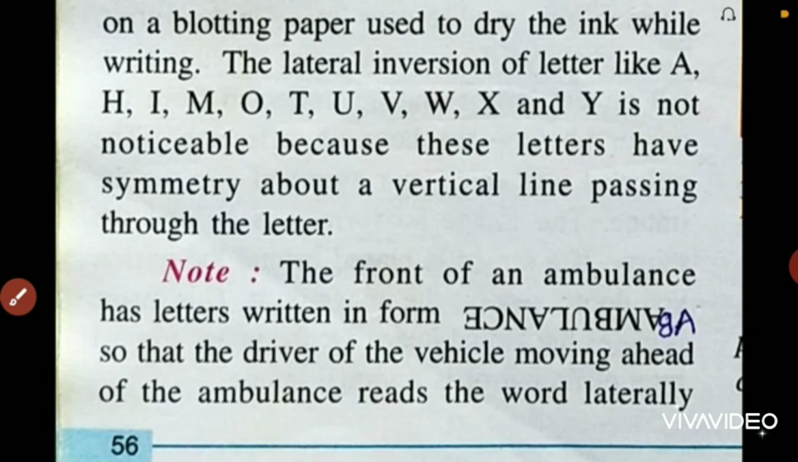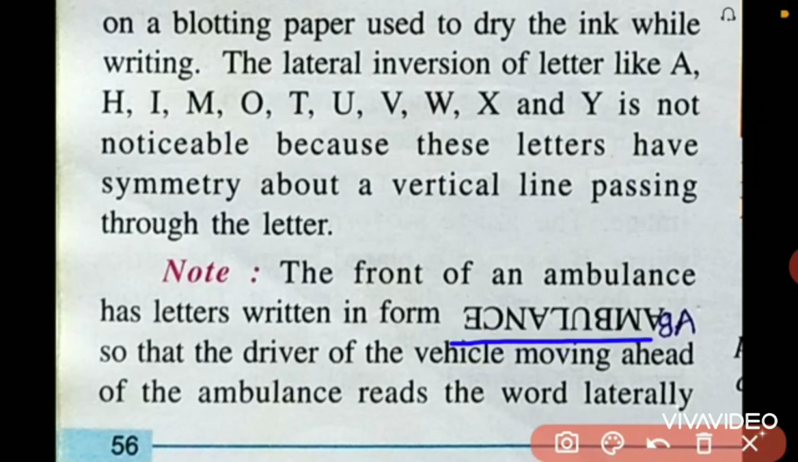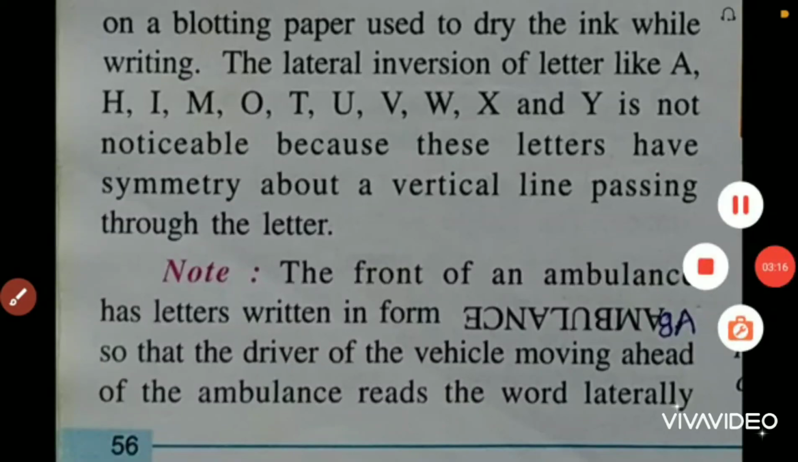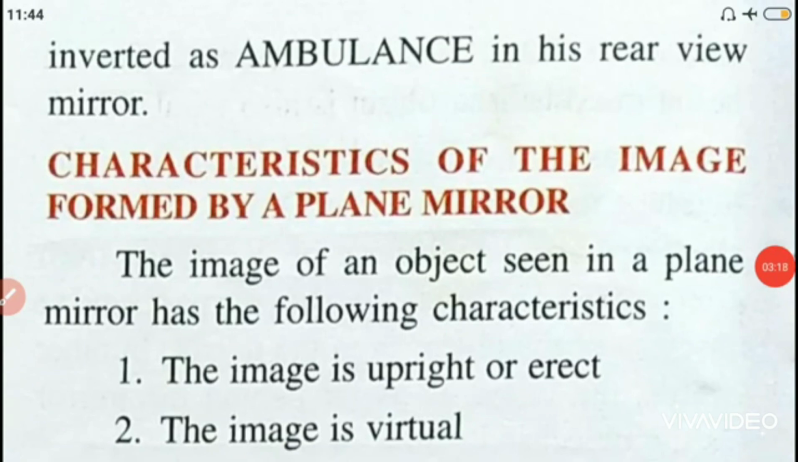One thing you must have noticed is that the front of an ambulance has letters written in the form of ECNALUBMA, so that when this is inverted in a rear view, you can notice it as AMBULANCE.